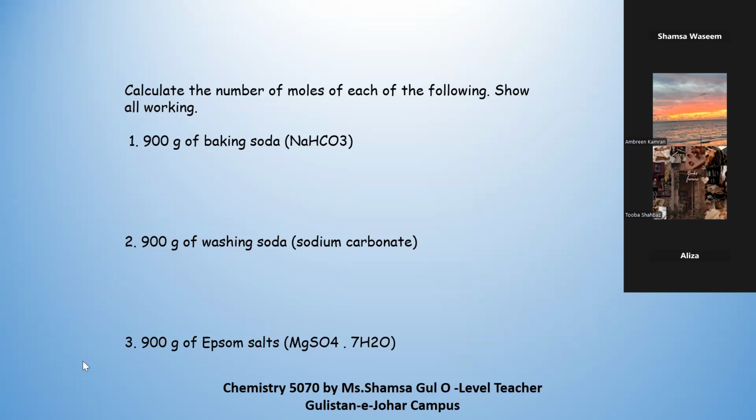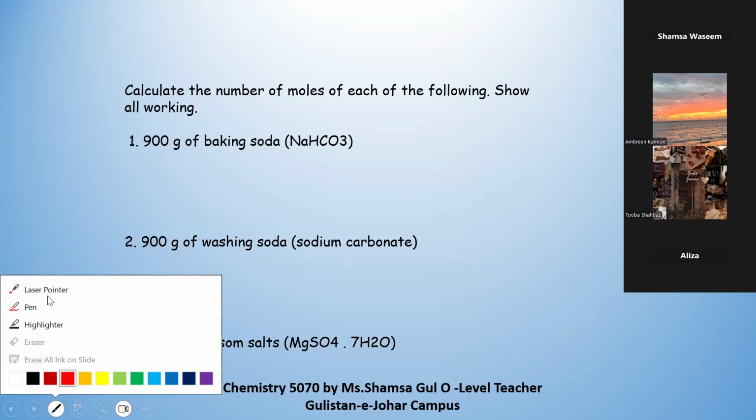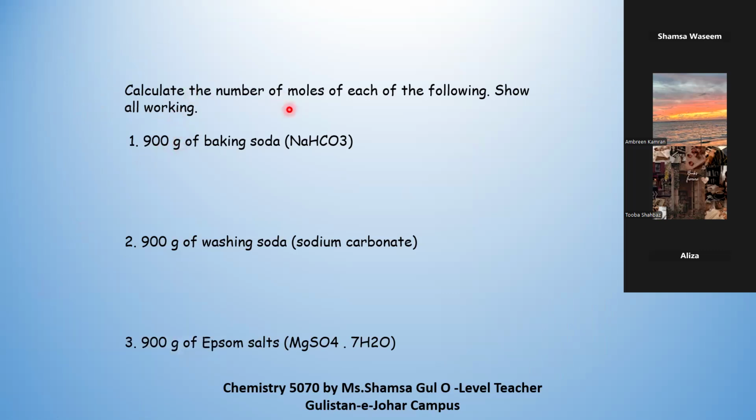Okay, girls. Now suppose we have to calculate the number of moles of each of the following. Show all working, right? Like we have to calculate the number of moles in 900 gram of baking soda. So you will calculate MR of sodium bicarbonate. You will divide mass in grams by MR, right? Same is the case over here. Sodium carbonate we have already considered. So we'll be doing the first and third. Okay, so let's do that.